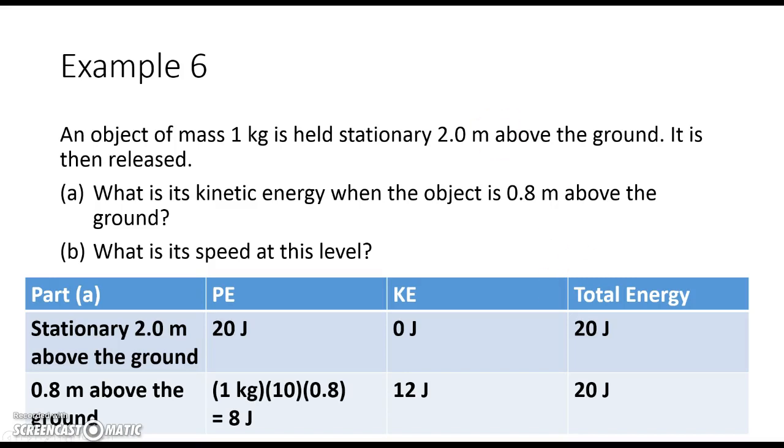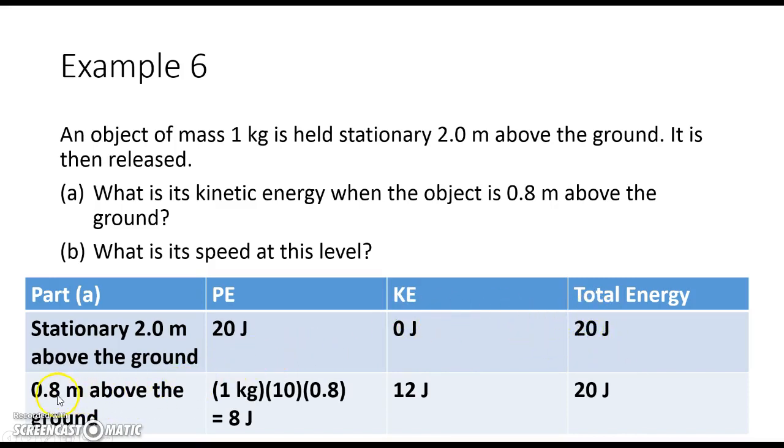So now, let us look at example 6. I have the same object, a mass of 1 kilogram, held stationary 2.0 meters above the ground, which is then released. As before, we have stationary 2.0 meters above the ground. The potential energy is 20 joules. The kinetic energy is 0 joules because it's stationary, so the total energy is 20 joules.